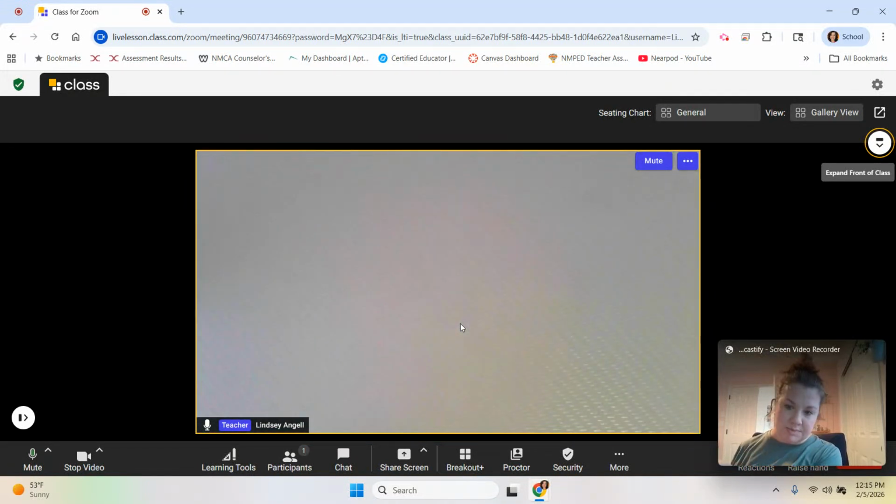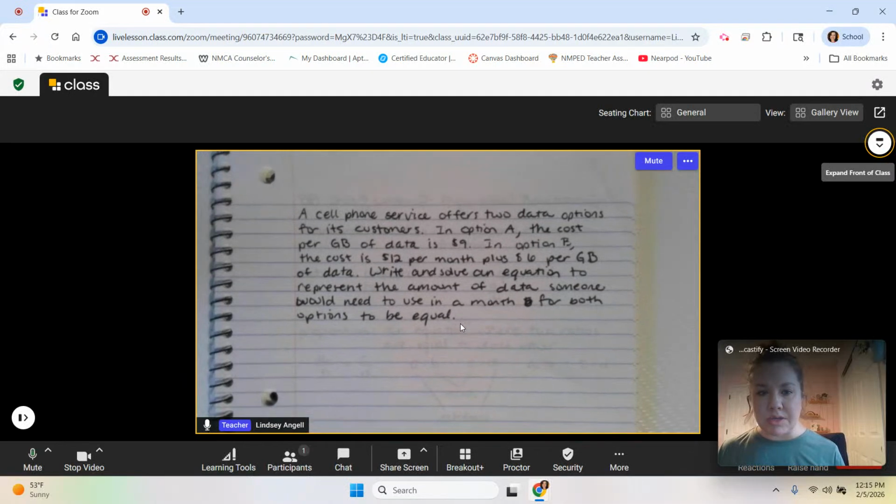The other major concept that we talked about that I wanted to go over was linear equations in real-world situations. So this is an example of one of those types of problems. All right? A cell phone service offers two data options for its customers. In option A, the cost per gigabyte of data is $9. In option B, the cost is $12 per month plus $6 per gigabyte of data. Write and solve an equation to represent the amount of data someone would need to use in a month for both options to be equal.